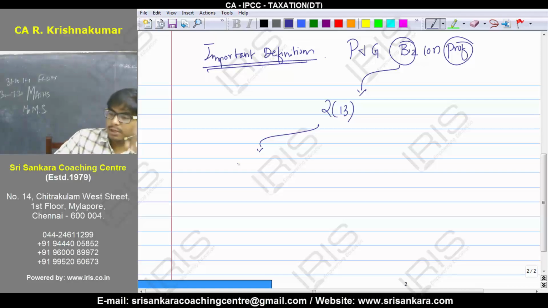See, the first 3 points are direct. If you are involved in trading of any goods or services, then you will come under this chapter. That is considered to be business. Trade, commerce. Commerce is business only. Or manufacture. You manufacture a product to sell, so that is also a business. So what is that? Any adventure in the nature of trade, commerce, or manufacture.